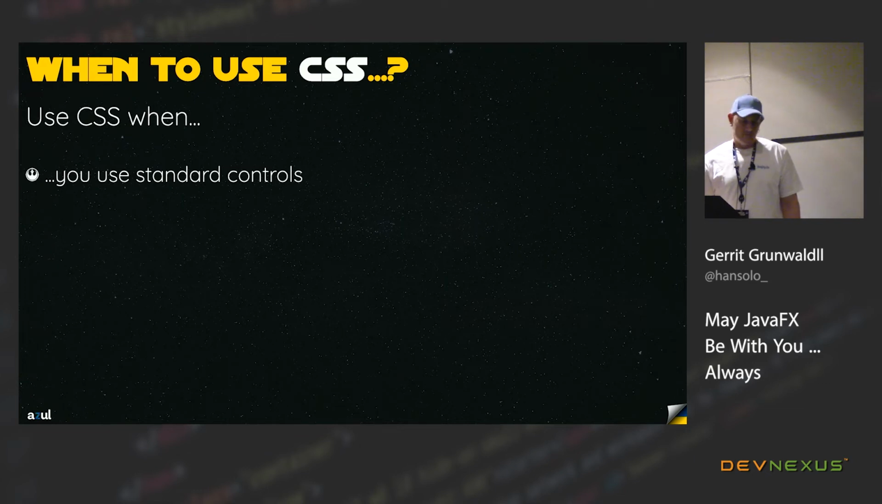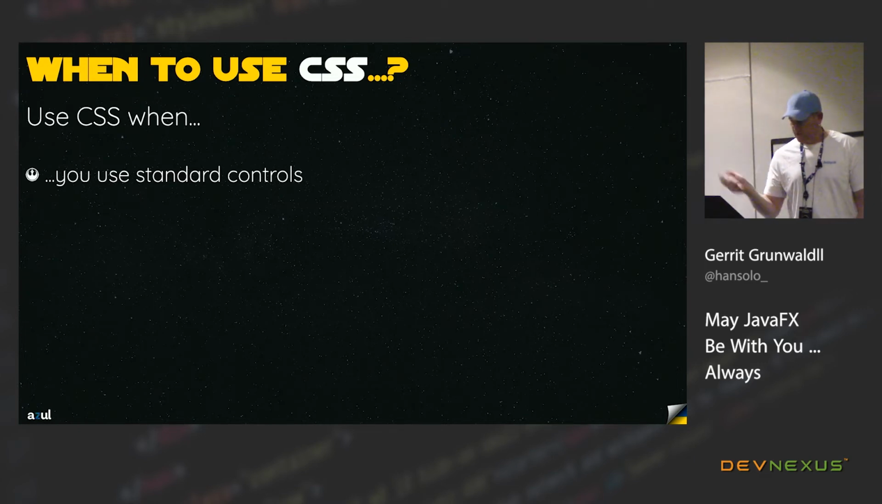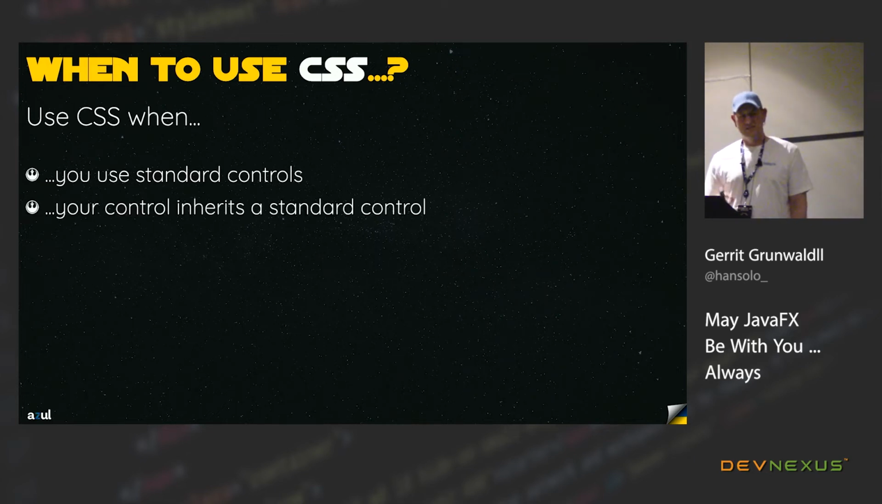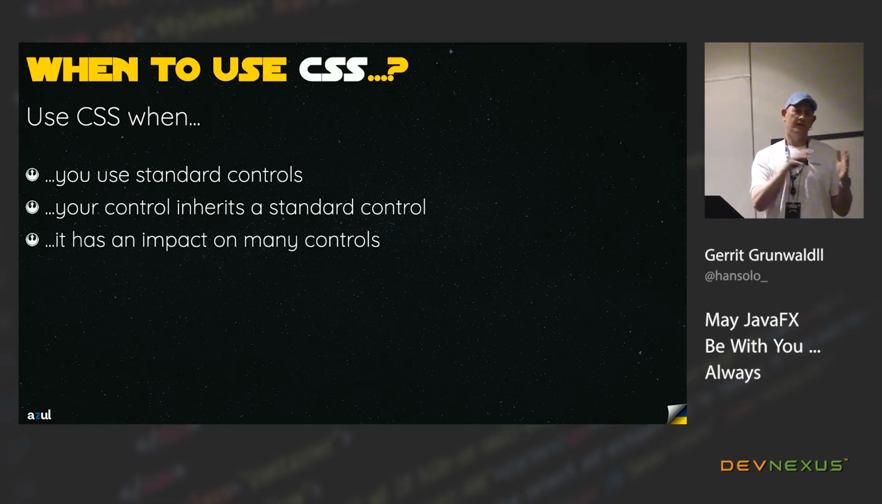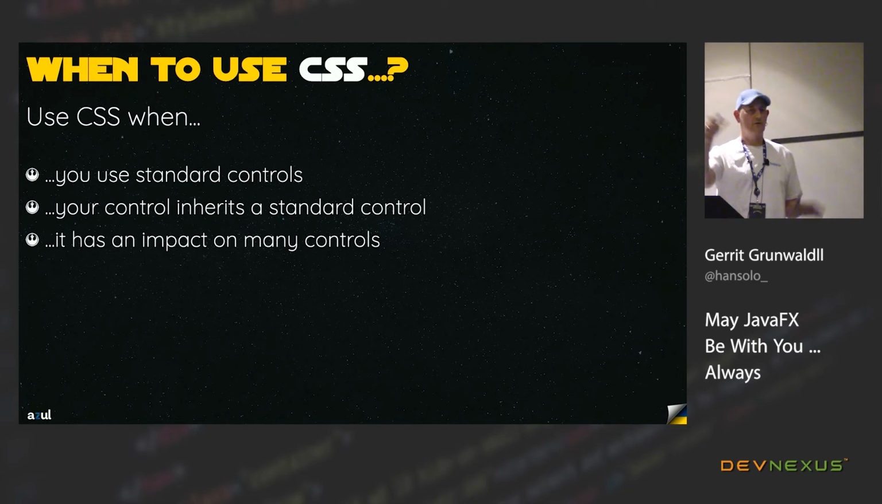Okay, so then the question is, when should you use CSS? Who's using CSS in applications? Oh, a lot. Oh, that's cool. So my advice is, because I'm not a big fan of CSS, to be honest, I like to code this stuff. If you use standard controls, you definitely should use CSS, because they are all based on CSS. If your control inherits a standard control, same thing, right? Use CSS to style it. If it has an impact on many controls, like you create a library or something like that, and they rely on each other, or you extend your own stuff, then of course CSS is great, because changing one parameter will have an effect on all of them. If you code that, it might not be that easy.